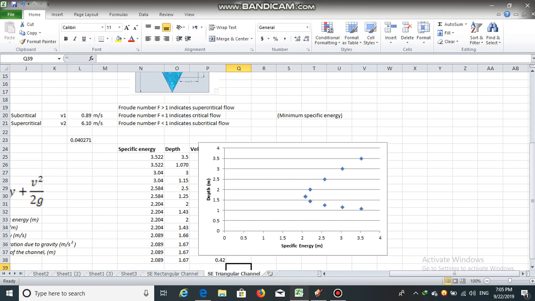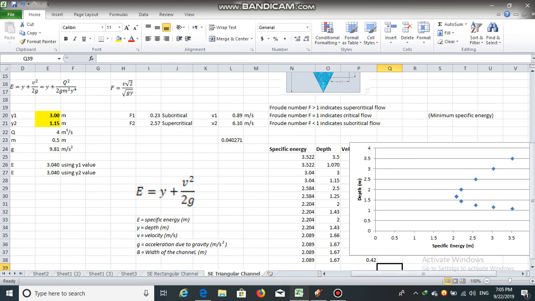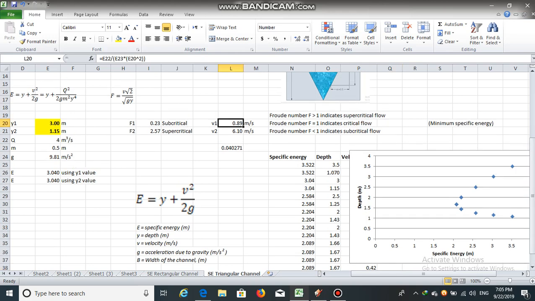In case of triangular channels, specific energy is y plus v square by 2g. In this case, area is taken as A is equal to m into y square, where m is the side slope and y is the depth. And A is equal to m y square was used to calculate the velocity. It was used in this equation to obtain specific energy corresponding to different depths.